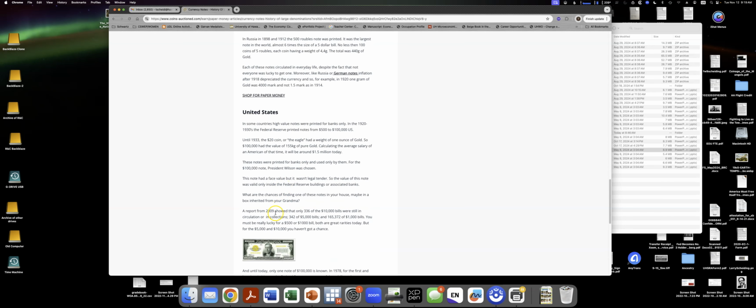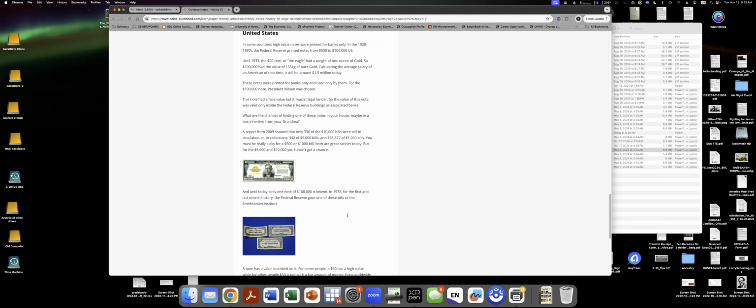Yeah. In 2009, they showed that 336 $10,000 bills are still out there. 342 $5,000 bills, 165,000 $1,000 bills. I've actually seen a $1,000 bill. I don't know. And then there's one $100,000 bill.